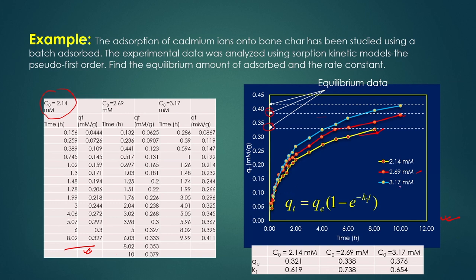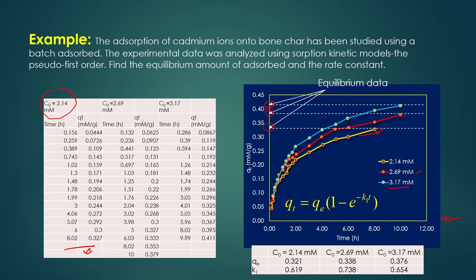And similarly, for the other initial concentration of 3.17 millimole, the blue line shows this equilibrium data. So, from this equilibrium data you can easily calculate the equilibrium amount adsorbed onto the adsorbent.